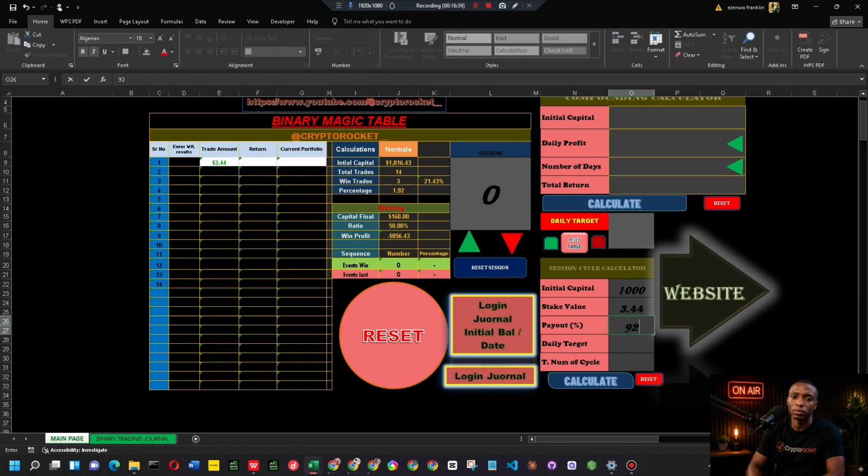Then daily target. Your daily target, as we said before, is $40. Then when you calculate it, you need to go 13 sessions to complete $40. That means every day you need to trade and win 13 times for you to gain your daily target. So that's just it for this one.